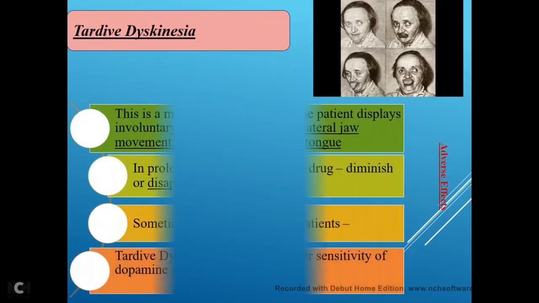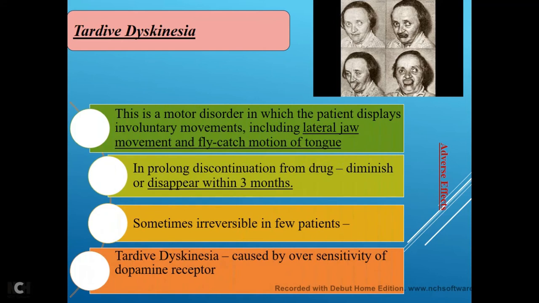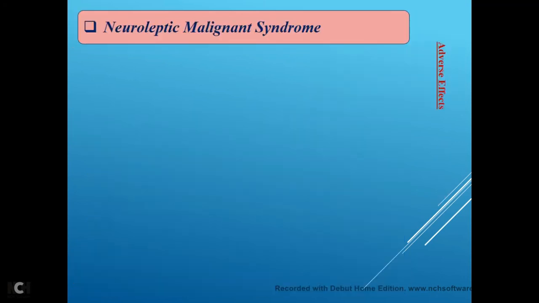Now tardive dyskinesia. This is a motor disorder in which the patient displays involuntary movements, including lateral jaw movement and fly-catching motion of the tongue. On prolonged discontinuation of the drug, these effects diminish or disappear within 3 months. Sometimes they are irreversible in a few patients. Tardive dyskinesia is caused by oversensitivity of dopamine receptors.